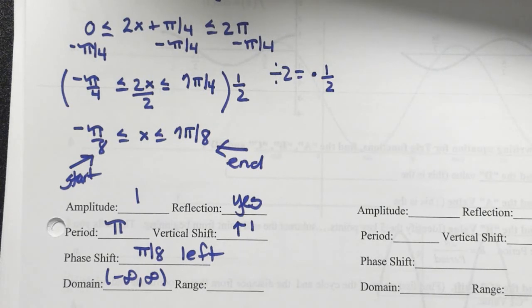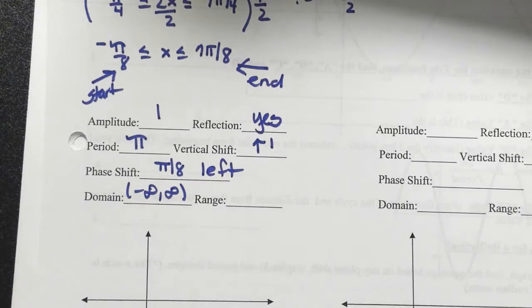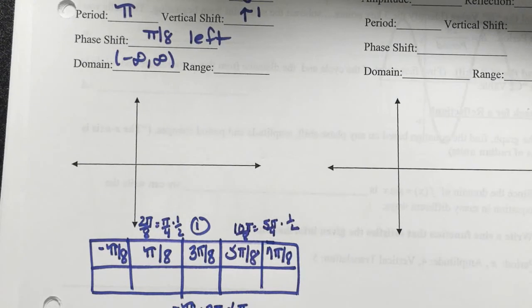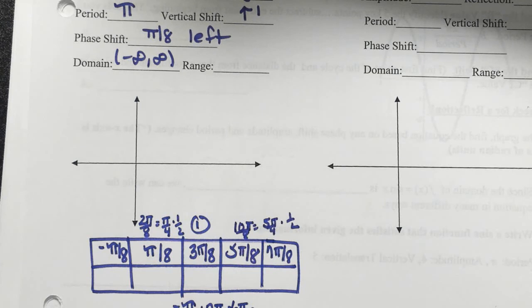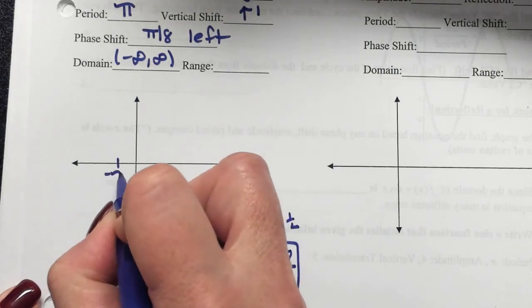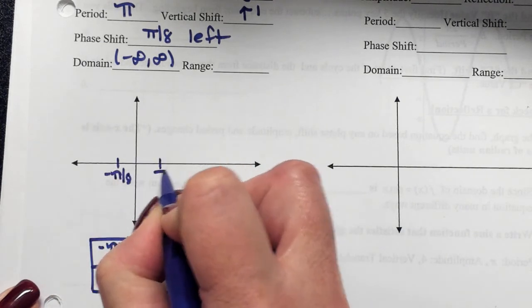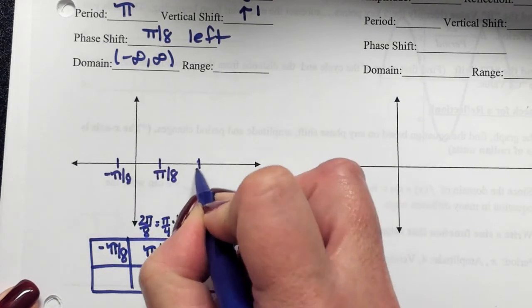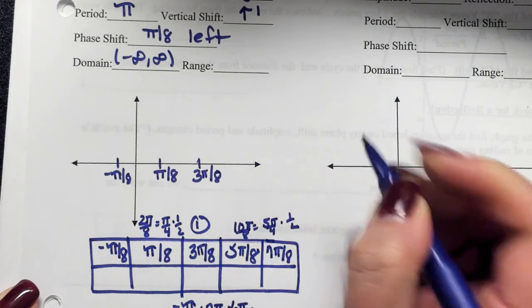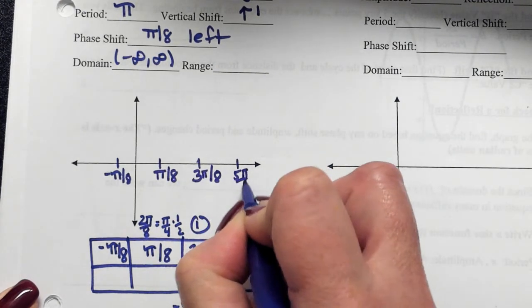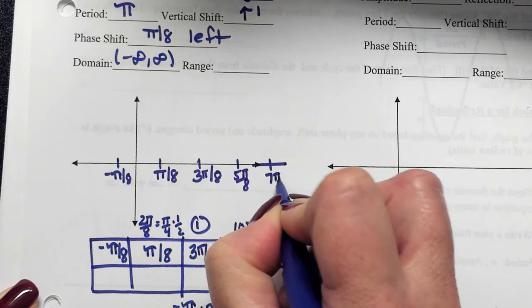What did you guys come up with for that last division? 5 pi over 8. Okay, so those should be the divisions along the x-axis. All right, so then if I label, I have negative pi over 8, pi over 8, 3 pi over 8, 5 pi over 8, 7 pi over 8.